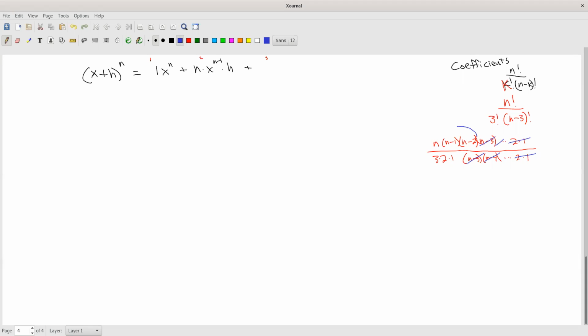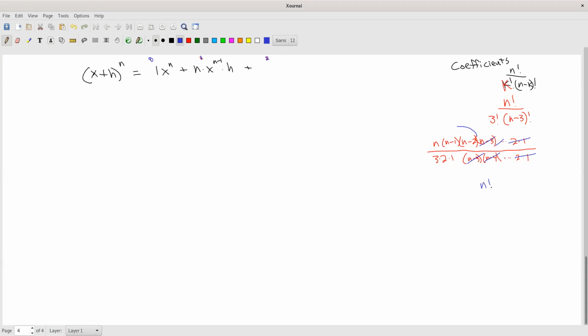Oh, I lied. I didn't want 3. K is 0, 1, and 2. We always count with 0 as the beginning of the binomial theorem. All right, so that would be the third one. All right, let's do that again.